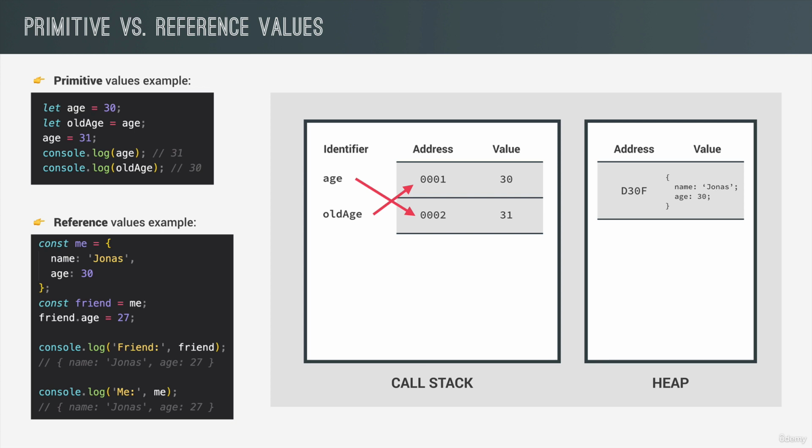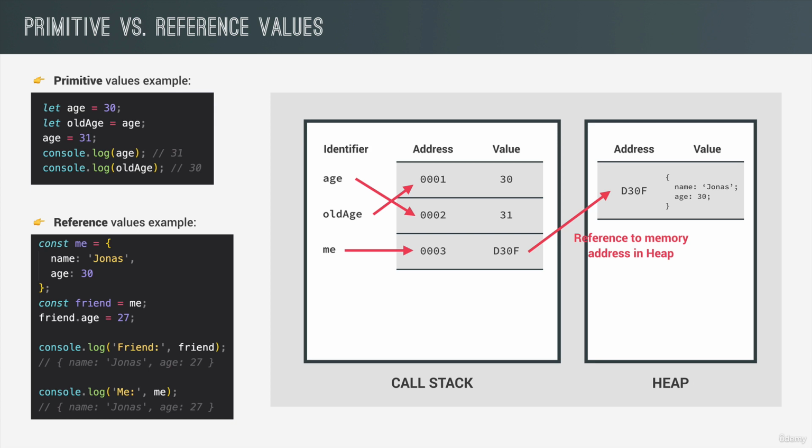Now, in the case of reference values like this me object, the me identifier does actually not point directly to this newly created memory address in the heap. So in this example, D30F. Instead, it will point to a new piece of memory that's created in the stack. And this new piece of memory will then point to the object that's in the heap by using the memory address as its value. In other words, the piece of memory in the call stack has a reference to the piece of memory in the heap which holds our me object.